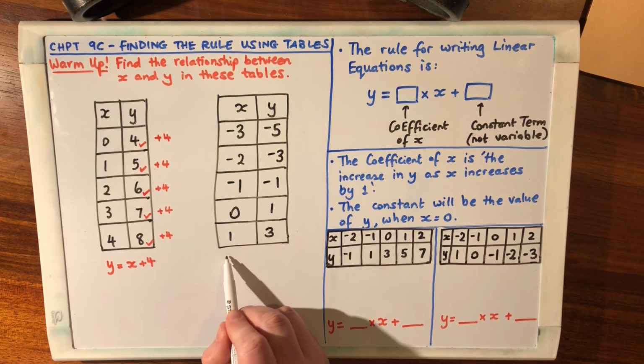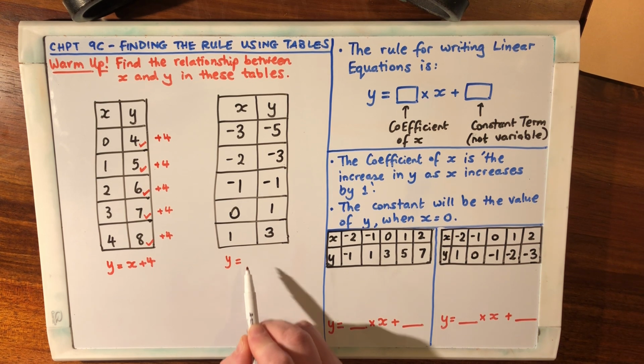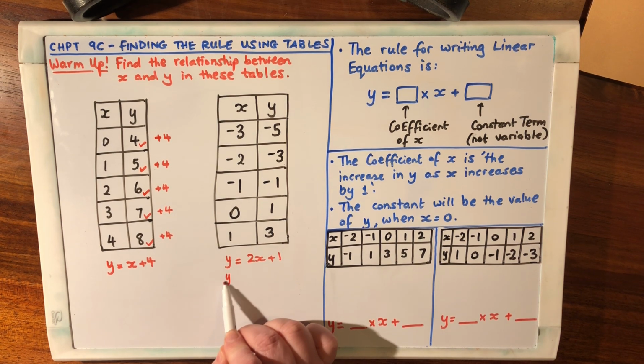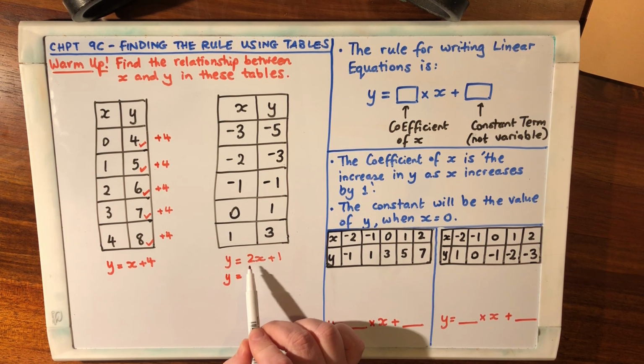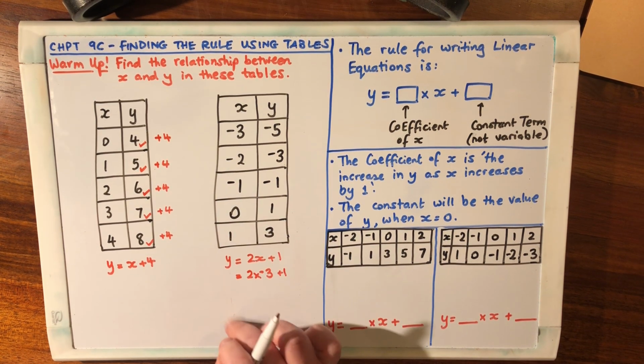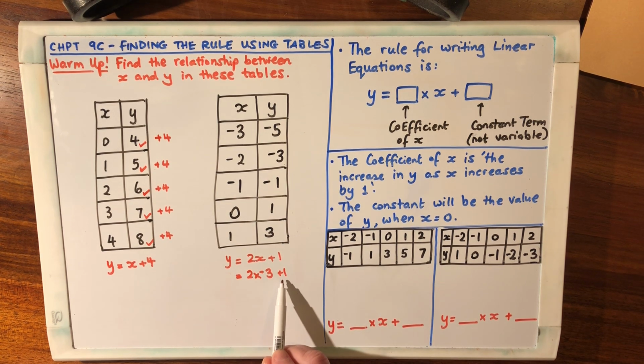Did anyone come up with this rule here? Y equals 2X plus 1. If you did, well done. This is a hard one. So Y equals 2 times X plus 1. Let's try and work it out for all of them. Y equals 2 times -3 plus 1. 2 times -3 is -6, plus 1 is -5. Does that check out? It does. There we go, we've got -3 and -5.